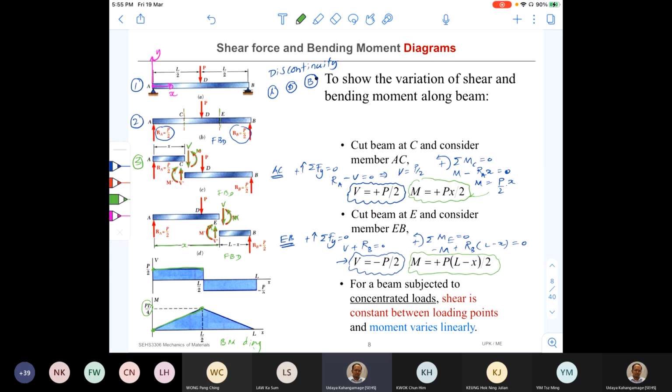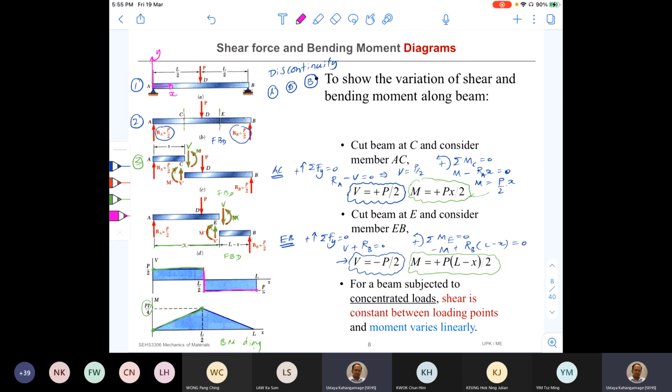Again, V is a constant, negative P by 2, and the moment is a function of X, right? So here, let's take the V, and when X is L by 2, V is negative P by 2, and at the end also same value. So this is the shear force diagram variation. So at the point, there's a sudden jump from positive to negative.